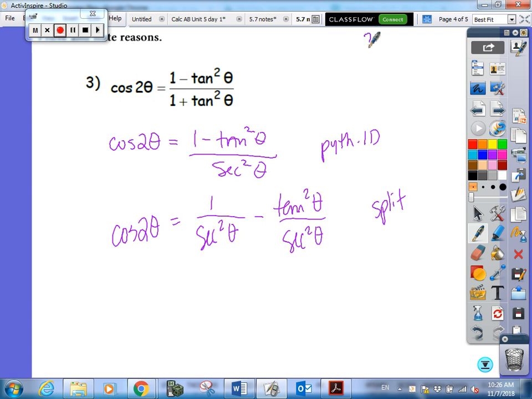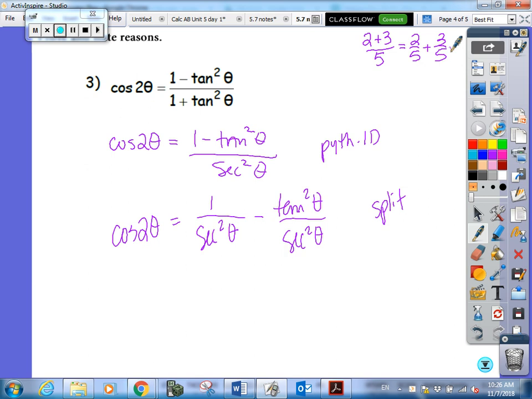Because think about this. If I had 2 plus 3 over 5, I could change that to 2 over 5 plus 3 over 5. As long as the 2 terms are in the numerator, I can do that. Again, not the only way. If you wanted to use the reciprocal ID, you have to distribute the cosine to the 1 and the tangent squared. Everything in the numerator. Okay? And you would have to show that in this next step.